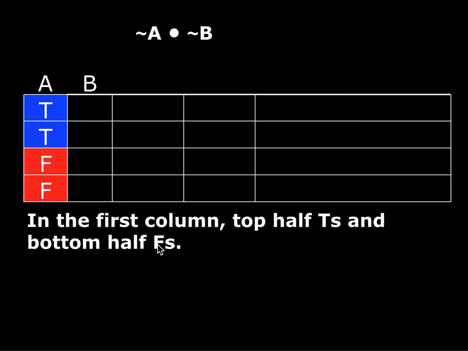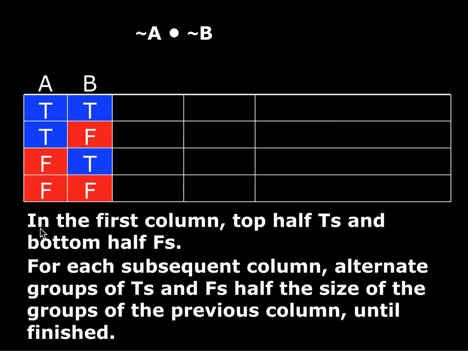It's going to be 2, 4, 8, 16, 32, and so on. So you make the first half true, the second half false. That's in the first column. Then you move over one column and you alternate by groups of trues and falses that are half the size as the one you just did. Well, we just did groups that were 2 trues, 2 falses. So I'm going to now alternate by ones: true, false, true, false. If you do that, you will always get all of the combinations of inputs.